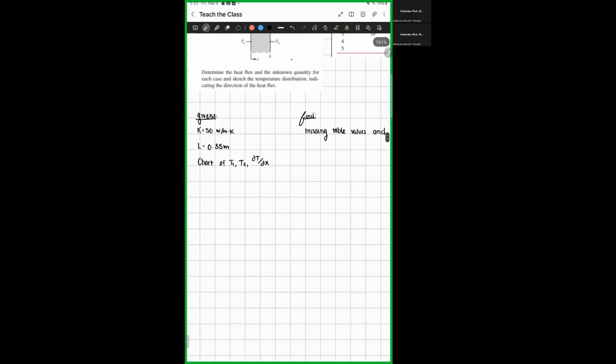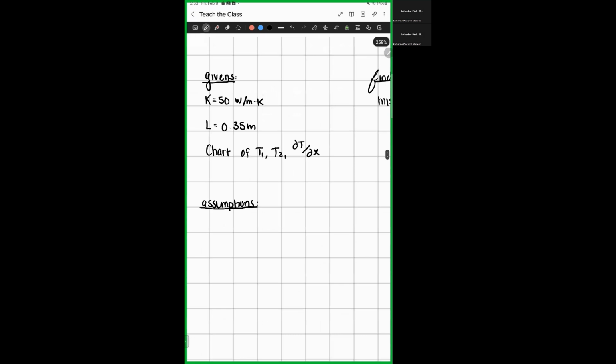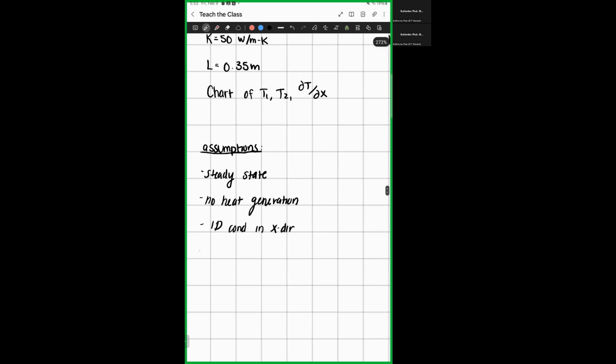Okay, so going through our assumptions. We are going to assume first that it is steady state, as it is said in the problem. We're going to assume no heat generation, again, because it's stated in the problem. We're going to assume 1D conduction in the x direction, again, because it's stated in the problem. And then because they give us a K value, we're going to assume constant isotropic properties.